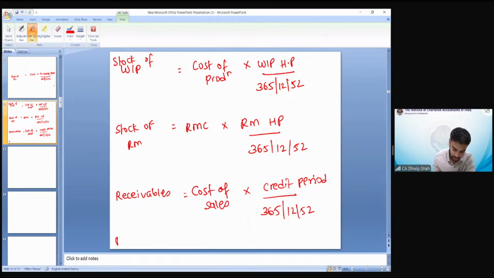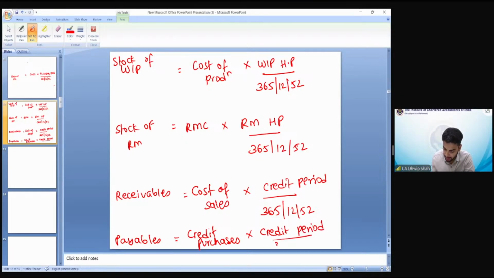And last but not the least, payables. So payables is always on credit purchases and not on total purchases. But unless otherwise specified, all the purchases are to be assumed to be on credit. Okay. So credit purchases multiplied by credit period divided by 365, 12 or 52. Credit period allowed by suppliers to us.